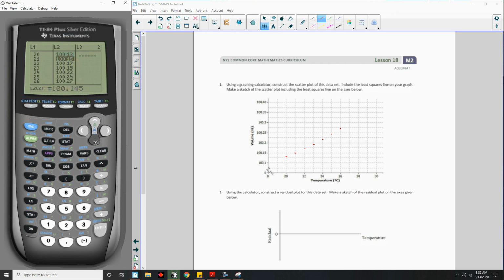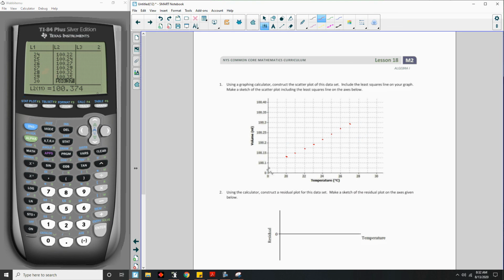Okay, now I need to move my cursor down to see the rest of these. So we stopped at 26, so I want 27. Go to the end of the line. So 30 is my last one, so I'll stop right there. So right here at 27, 100.29. 100.29 is just under 100.30 right there.